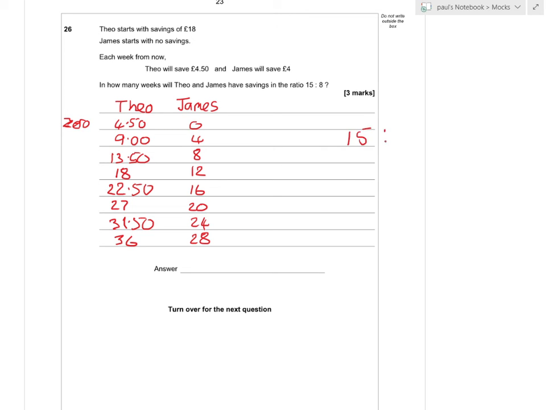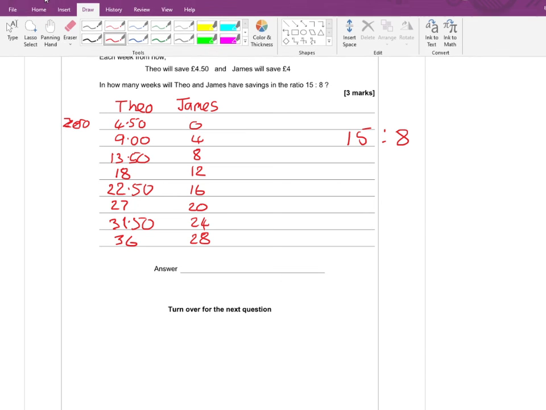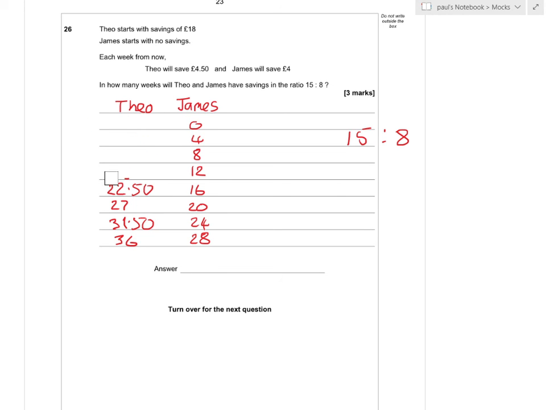Now we're looking for this magic ratio of 15:8. So there's 8 to 13 and a bit, so that doesn't work out. 16 to 30. That's not enough, is it? So maybe it's... Theo should have started with £18. That's why it didn't work out. Oh, Theo, I forgot your £18. This may become more obvious now.